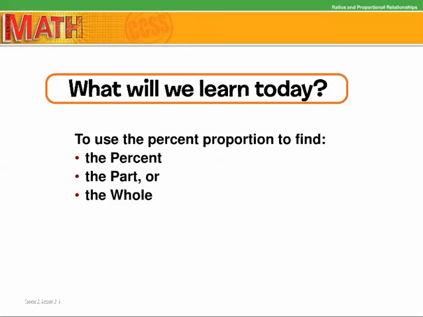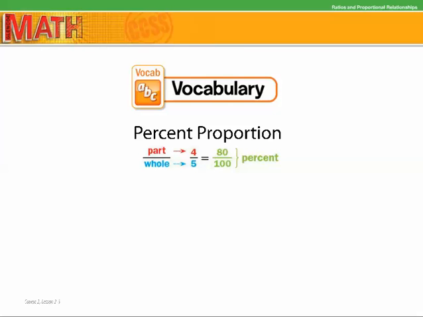Today's Daily Rewind video is for Lesson 3. So what we want to learn today is how to use the percent proportion to find the percent, the part, or the whole, depending on what is missing. So our vocabulary today is percent proportion, and then we've got the part over the whole is equal to the percent.